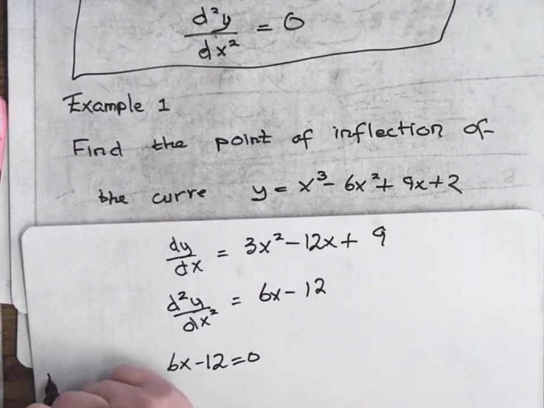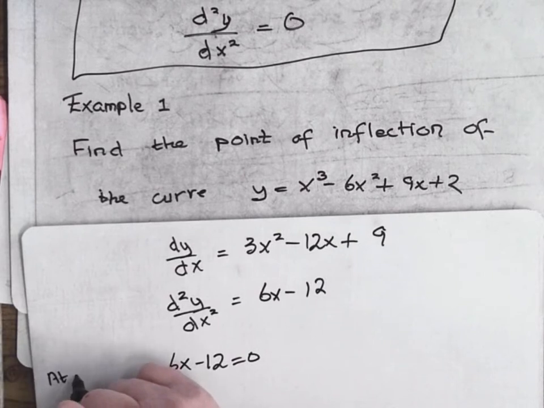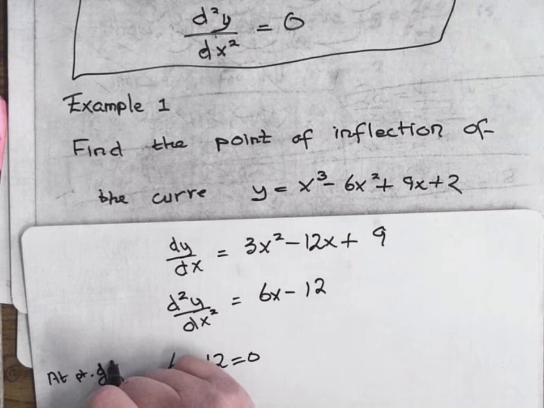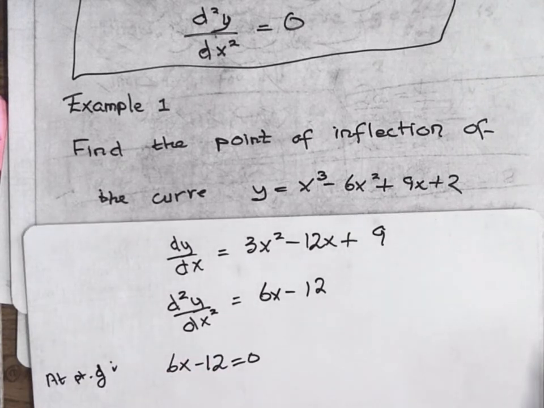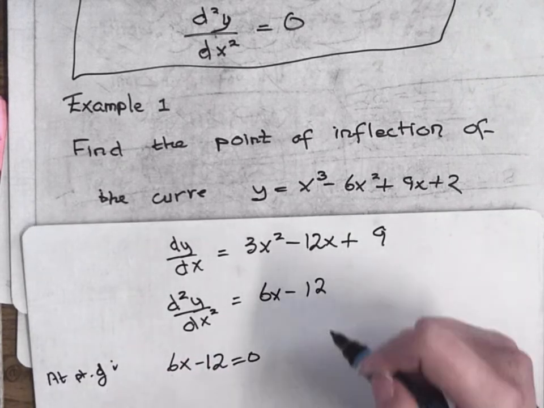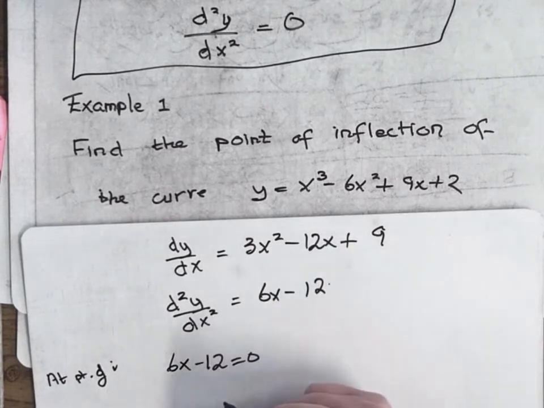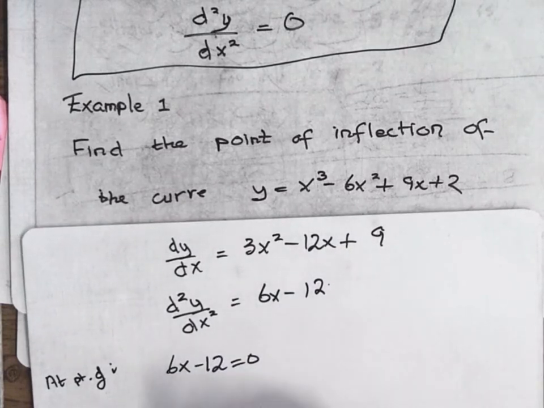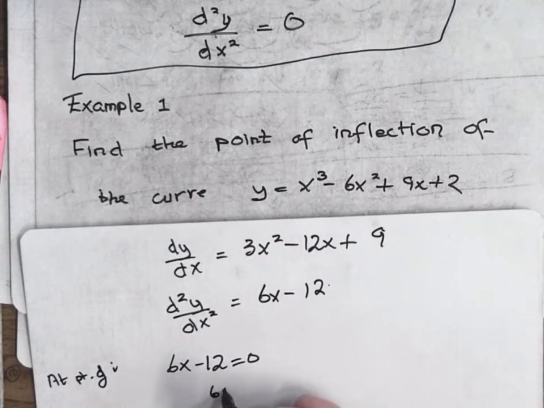So at a point of inflection, right, d2y/dx2 is equal to 0. So you take d2y/dx2, you let it equal 0 and you solve. So we get 6x is equal to 12, so that means x is equal to 2.